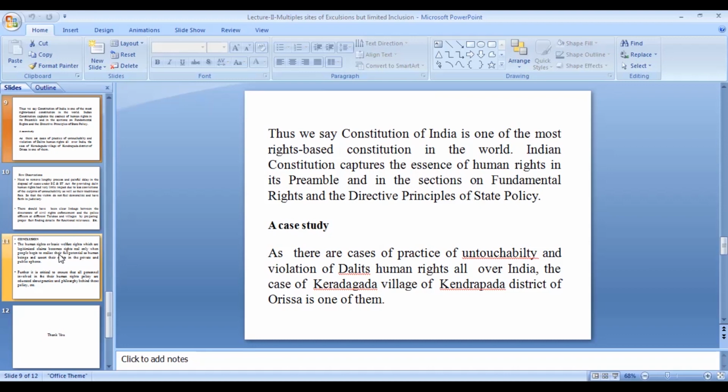So there are cases of practice of untouchability and violation of Dalit human rights all over the country. The case of Keratoconus village of Kendrapada district in Orissa is one of them. Now, this case or this agitation spans a few years. For example, from 2005 to 2006, we can see the agitation happening over there.